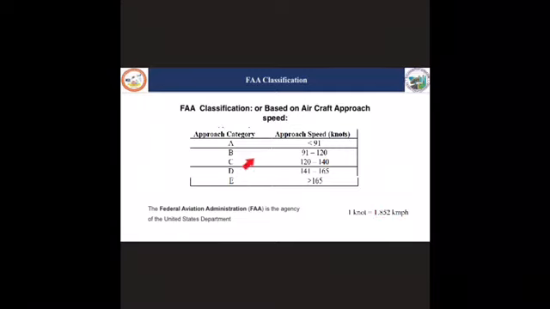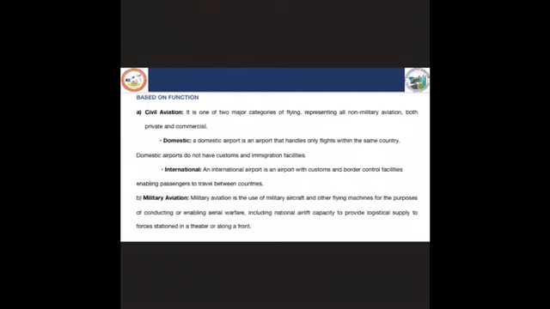We can classify the airport as category A if the approach speed of aircraft is less than 91 kmph, B if it is 91 to 120 kmph. Similarly, for other categories of the airport, the FAA has given the limitations for the aircraft approach speed.